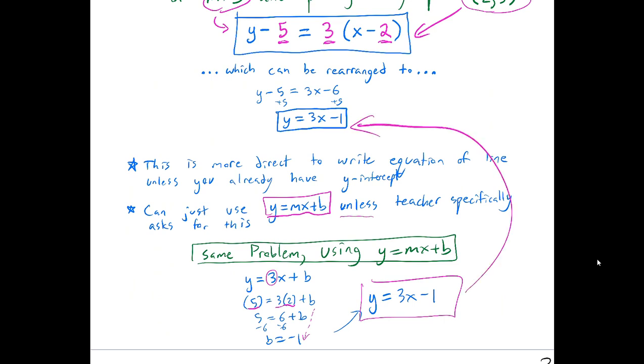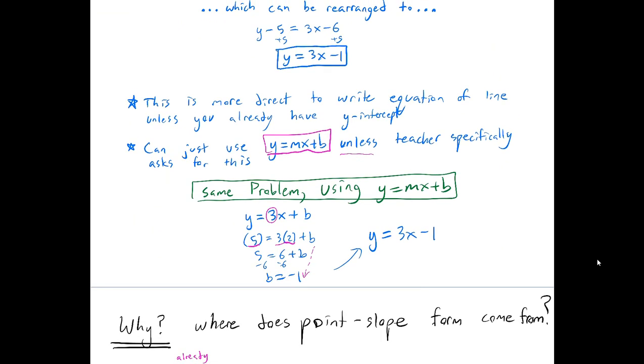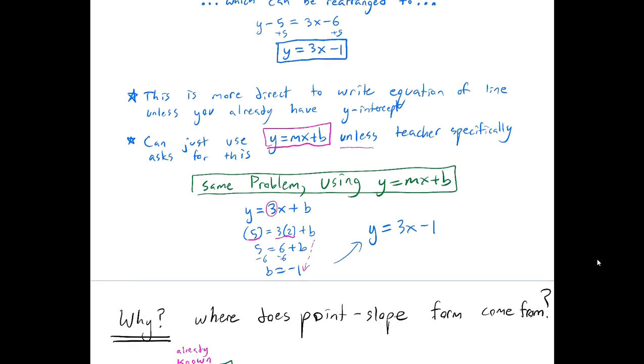It's just you don't need to do that work. You can right away have the equation of the line, which again, nice shortcut. Okay, now before we go into just a bunch of homework problems, where does point slope magic come from? So here's the big idea.